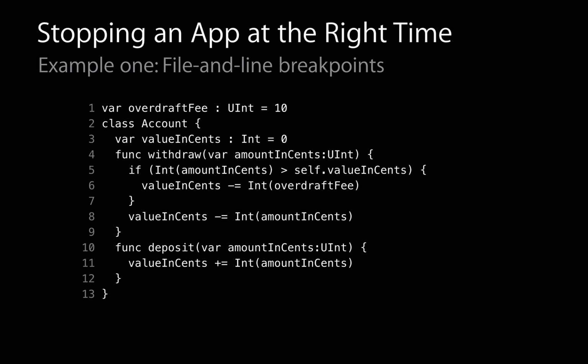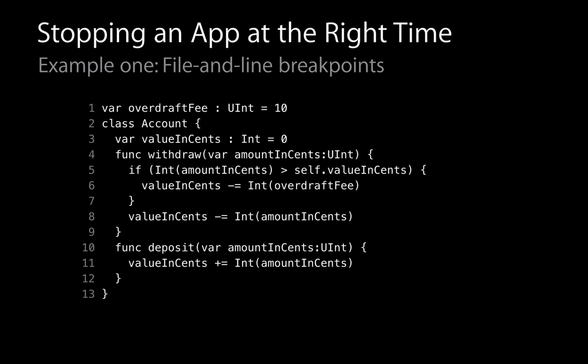Here I've implemented a very, very simplistic banking application based a little bit on my own wishes. The bank account has a value that's represented in cents, and you have two functions. You have a withdraw function, and you have a deposit function. Now, your withdraw function is a little bit smart, and it charges an overdraft fee when you withdraw more than is actually in your account. Now, because this is my kind of wish list account, this is actually an overdraft fee of 10 cents. But bear with me, this is just an example.